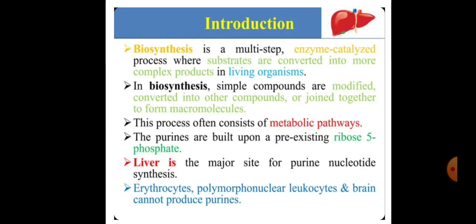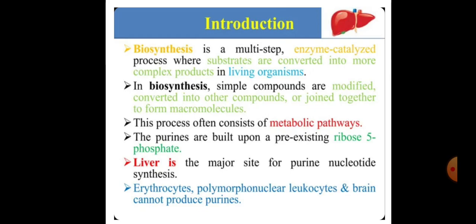The purines are built upon a pre-existing ribose 5-phosphate, and the liver is a major site of purine nucleotide synthesis. Erythrocytes, polymorphonuclear leucocytes, and brain cannot produce the purines. The main precursor for nucleic acid synthesis is phosphoribosyl pyrophosphate, abbreviated as PRPP, which donates the ribose and phosphate necessary to make a nucleotide.